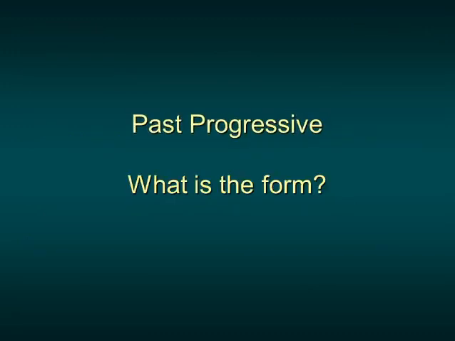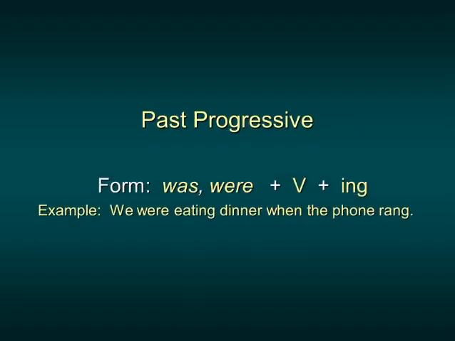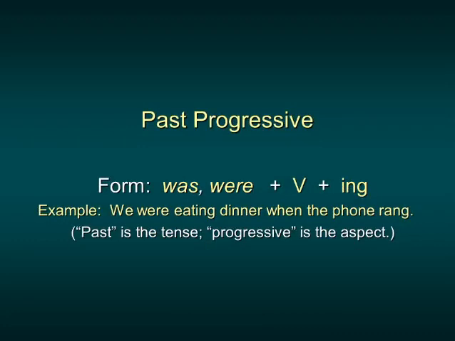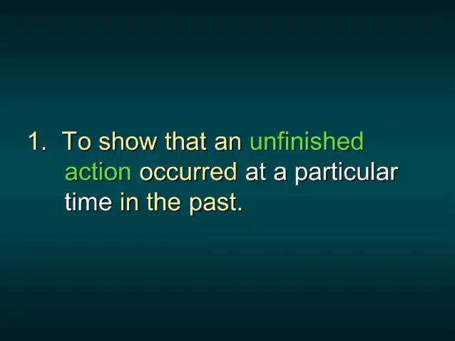Past progressive. What is the form? Was, were, plus ing. We were eating dinner when the phone rang. Past is the tense. Progressive is the aspect. Meaning and use. Past progressive is usually used in one of three ways. To show that an unfinished action occurred at a particular time in the past. Past, unfinished.